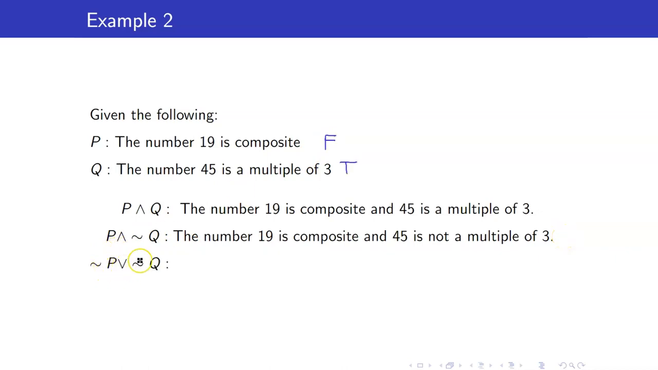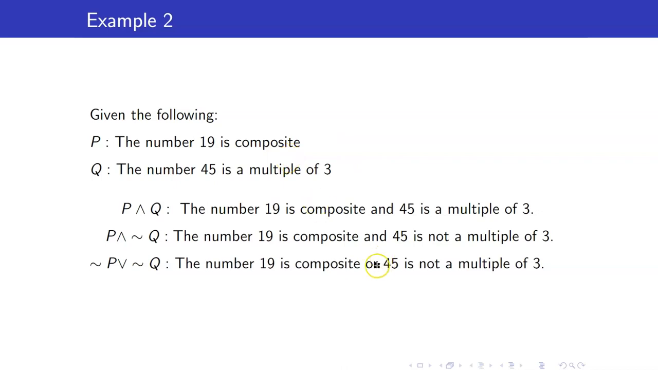Next, not P or not Q. The statement becomes the number 19 is not composite, or not Q is the number 45 is not a multiple of 3. So in this case, not P is true because P is false, so this is true. Not Q is false because Q is true. Since I have one true statement, this statement here is true.